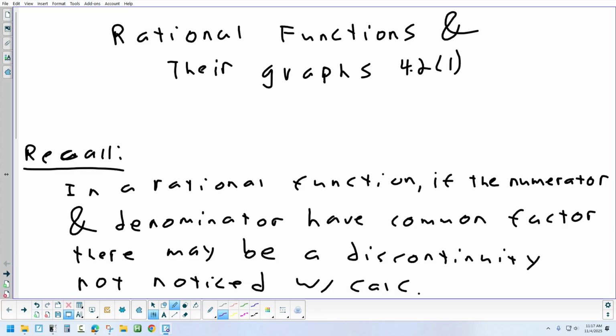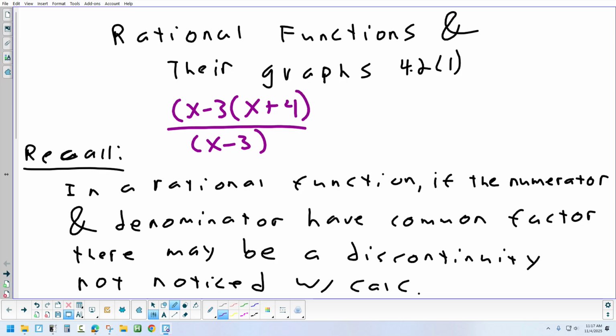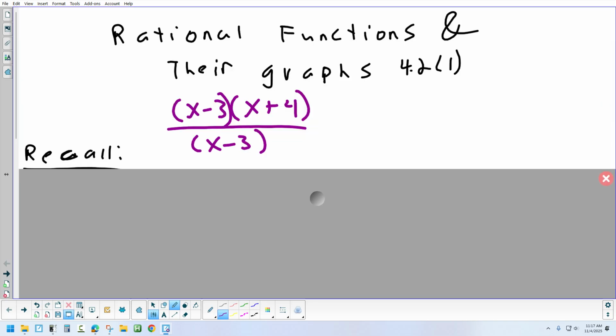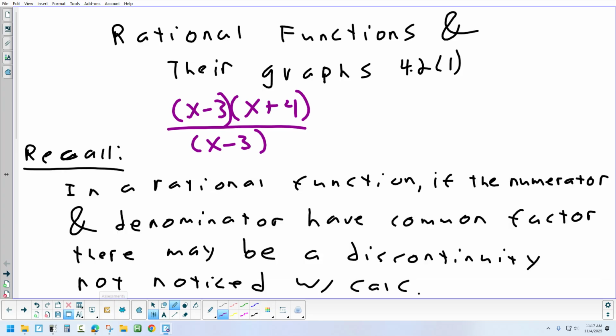Now, one thing we do have to remember, when you have a rational function, if you have something like this, what value would cause you to divide by 0? 3, yeah. 3 is an undefined value. Would it be an asymptote in this graph, or would it be a hole? Yep, this would be a hole. Because remember, when you have a common factor in the top and the bottom, that's the hole in the graph. You can't see it on the calculator.